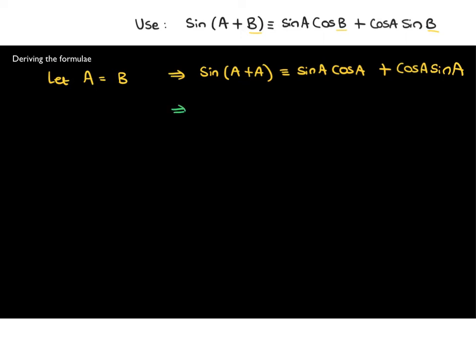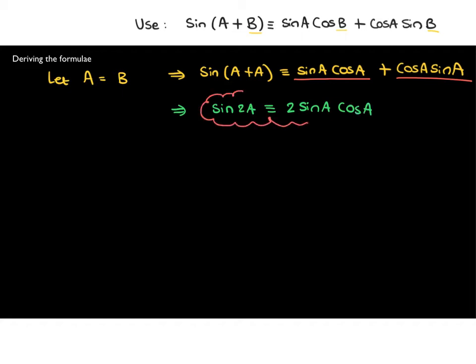I can now simplify this. Sine of A plus A is sine 2A. And look at the right-hand side. Can you see that this and this are both the same term? And they can both be combined as 2 sine A cos A. So here we have the first of the double angle formulae, or the first of the double angle identities. Sine 2A is equivalent to 2 sine A cos A.